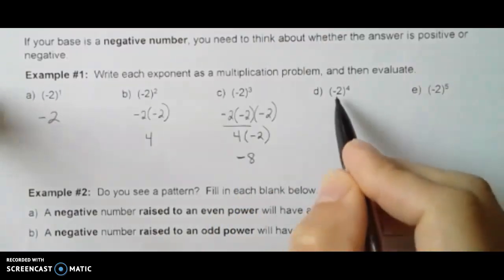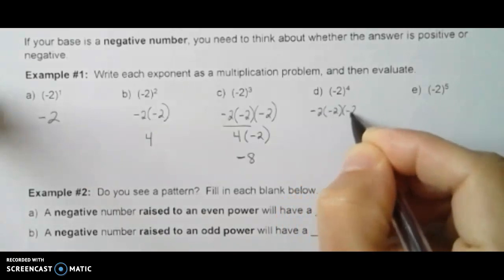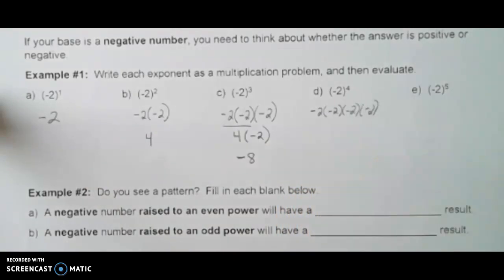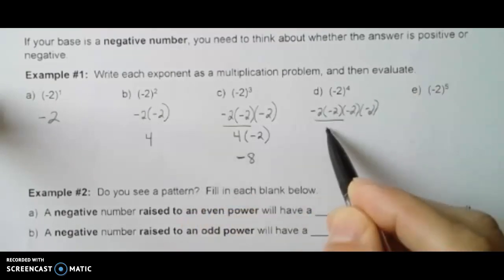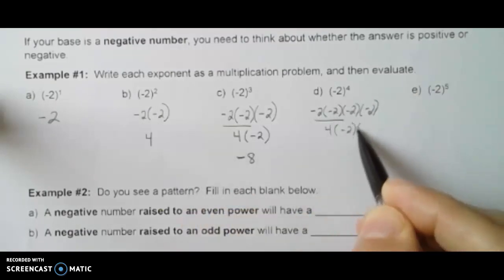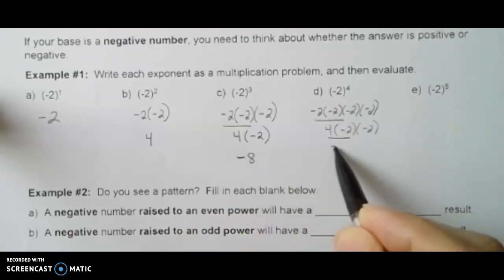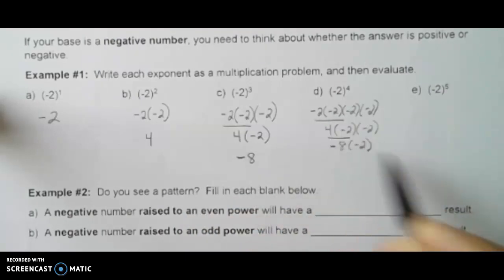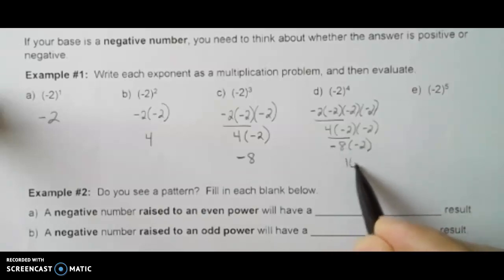With letter D, -2 to the fourth power, that means to do -2 times -2 times -2 times -2. Again, we'll go from left to right. -2 times -2 was 4. Bring down the rest of the problem. 4 times -2 we just said was -8. So we have -8 times -2. Again, a negative times a negative is a positive, and 8 times 2 will give us 16.